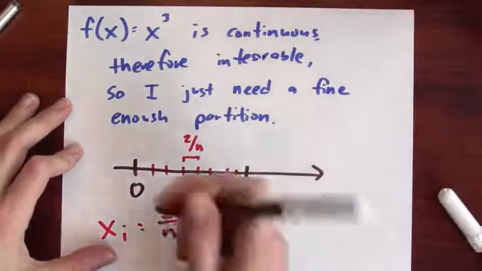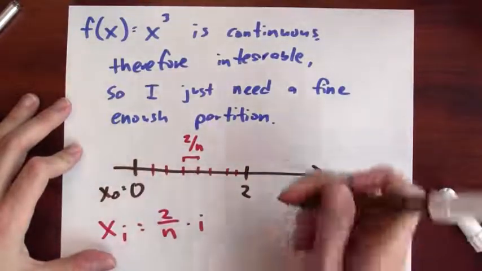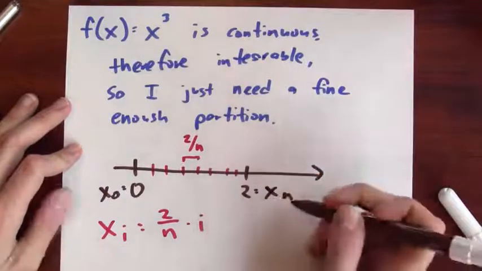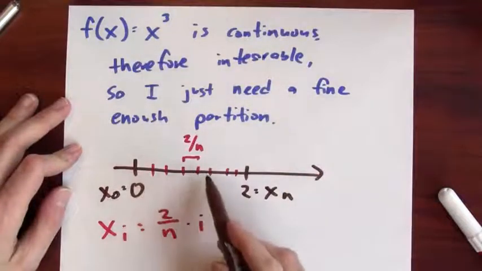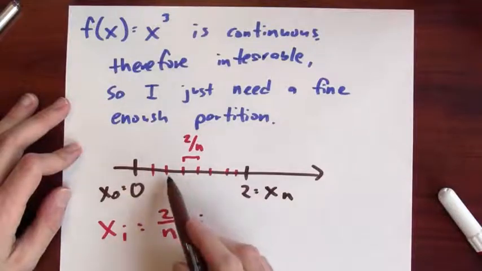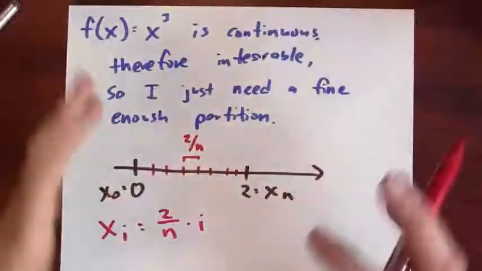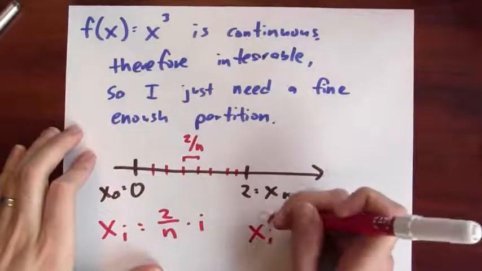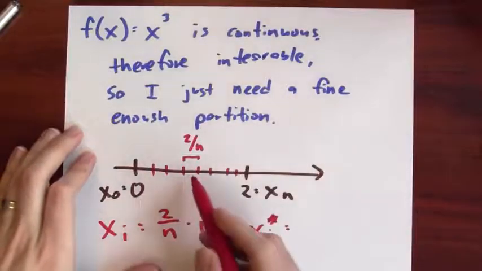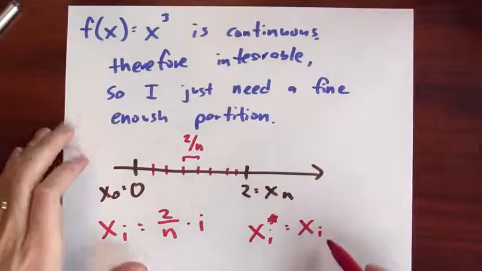Right? If i is 0, then I'm at the left-hand endpoint, and if i is n, I'm at the right-hand endpoint, and in between, I'm just marching from the left-hand side to the right-hand side, moving 2 over n each time. Now, how should I choose my sample points? I'm just going to choose my sample points, x sub i star, to be the right-hand endpoints. So they'll be, in fact, the same as x sub i.